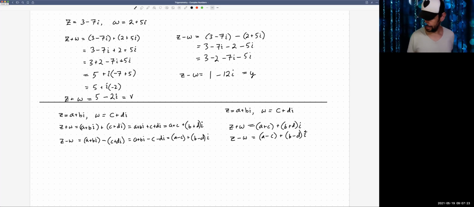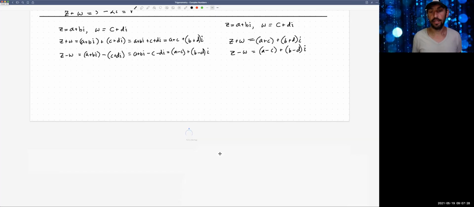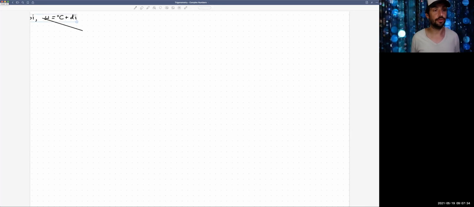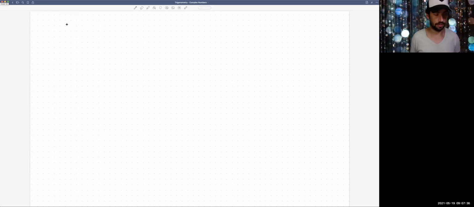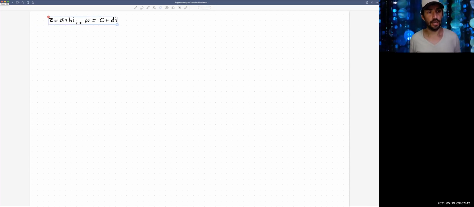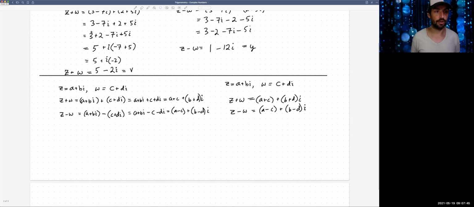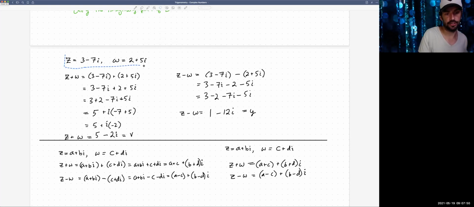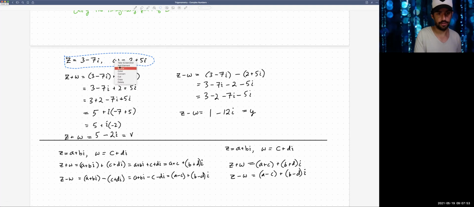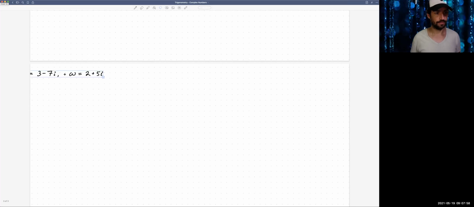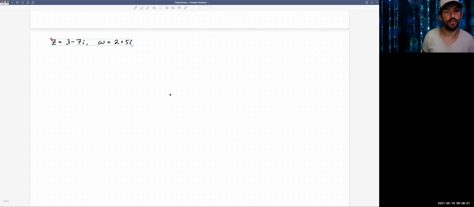All right, so there is addition and subtraction, pretty straightforward. Multiplication and division get a little more complicated, so we're going to handle each one on its own. Actually, let's go back and do some examples with actual values in there, and then we'll generalize using that. So let me copy these. Okay, so here are the numbers z and w.